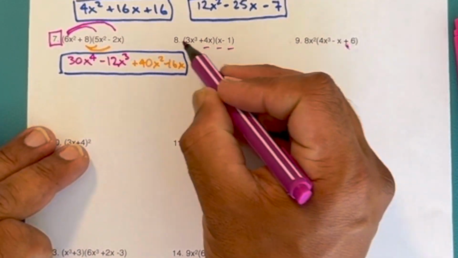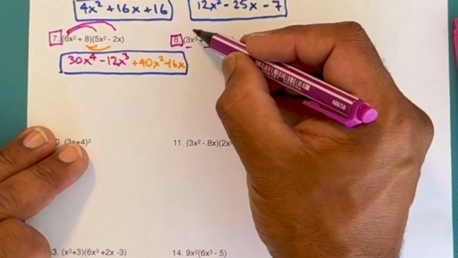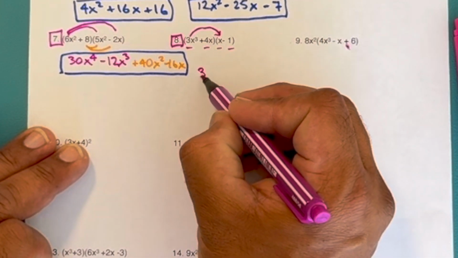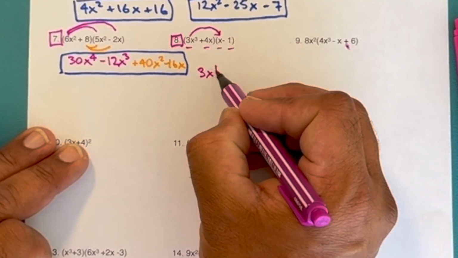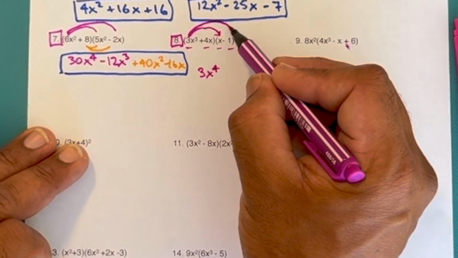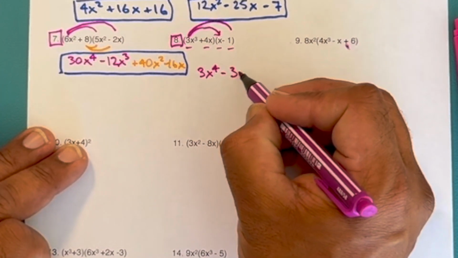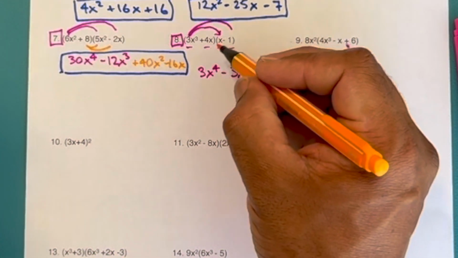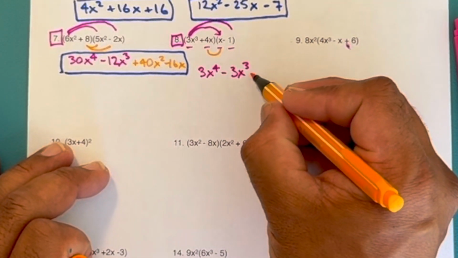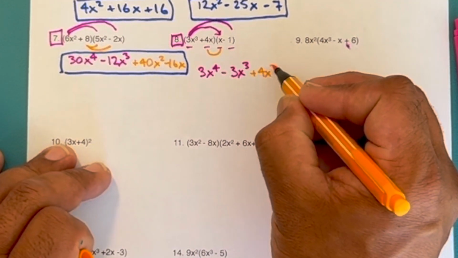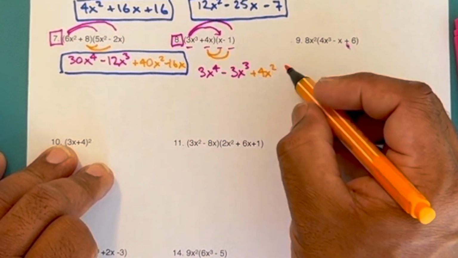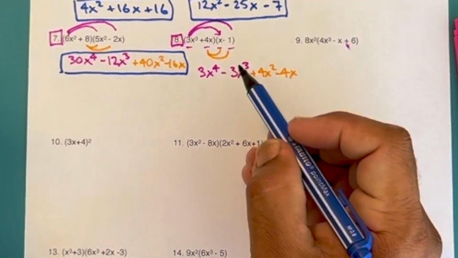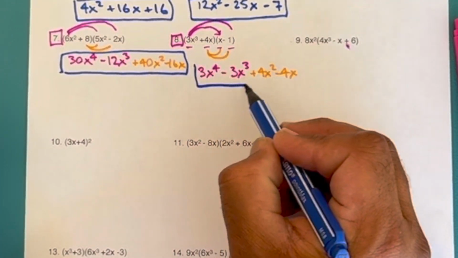1, 2, 3, 4. Okay, so 3x to the 3rd times x is 3x to the 4th first. 3x to the 3rd times a negative 1 is negative 3x to the 3rd. Then 4x times x is a 4x squared. And then 4x times negative 1 is negative 4x. And another one that I like, all the exponents are different, so there's nothing to combine. We're done.